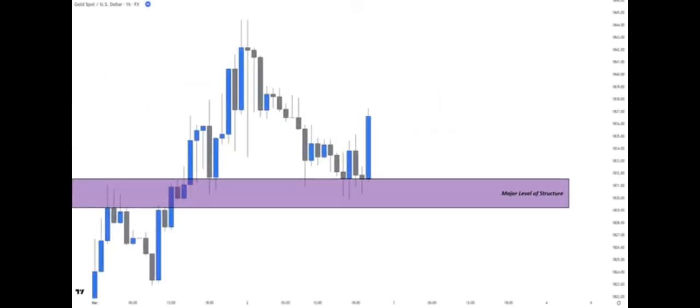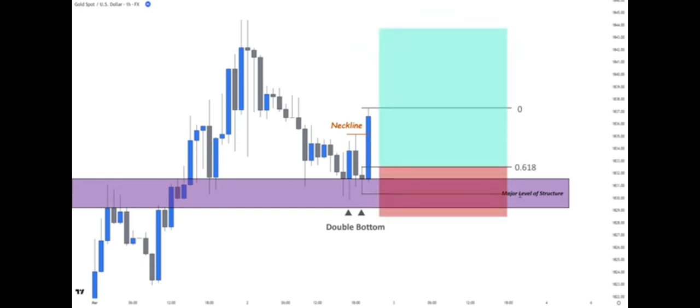Now, on the 1-hour chart, we can see much more detail. After hitting this level, it has formed a double bottom, showing a strong rejection. After that, the neckline breaks, which confirms the reversal. But if we enter the trade right away, our stop loss would be too big. So instead, we wait for a pullback to get a better entry price. We apply the Fibonacci retracement tool from the low to the high of the move and place our buy order at the 61.8% retracement level. Our stop goes below the swing low.